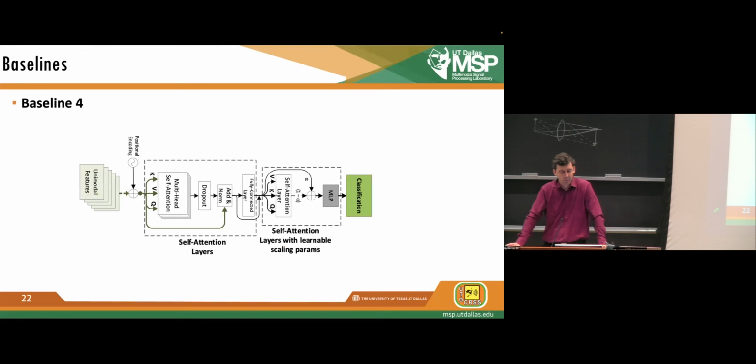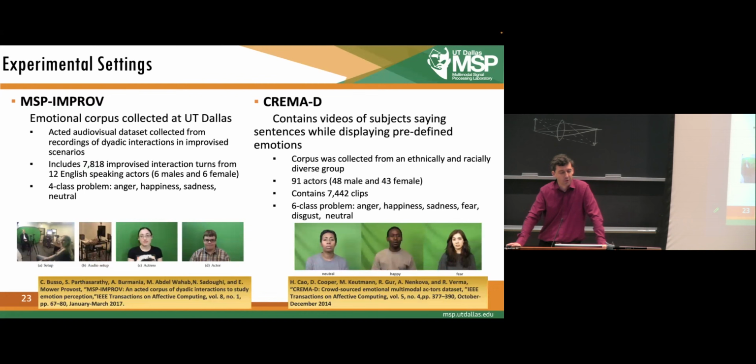We tested this with two corpora. One is the MSP-Improv, which was collected in our lab. These are improvisation scenarios between two individuals, and the classes are angry, happy, sad, and neutral, so it's a four-class problem. The CREMA-D was collected by the University of Pennsylvania, and it has 91 actors. It's a six-class problem with angry, happy, sadness, fear, disgust, and neutral. These are two corpora that have been used in multimodal processing.